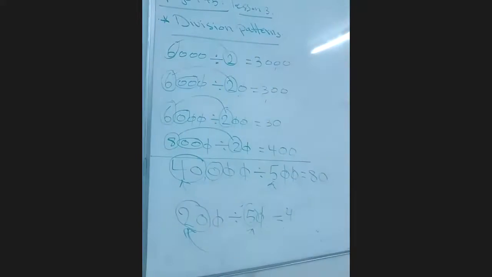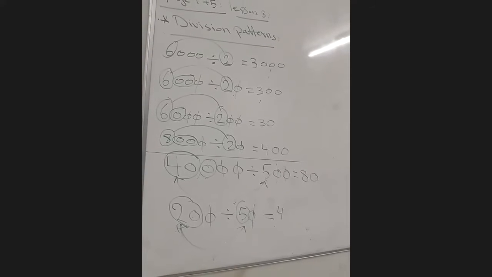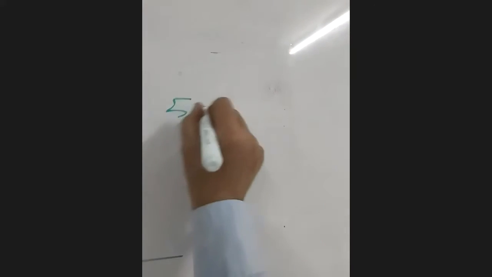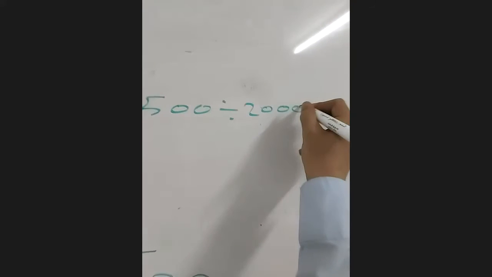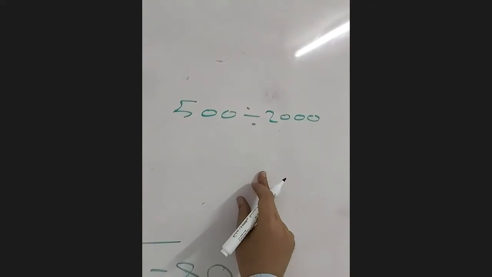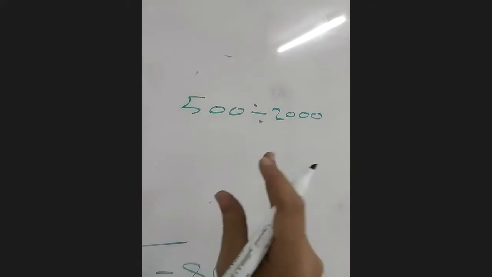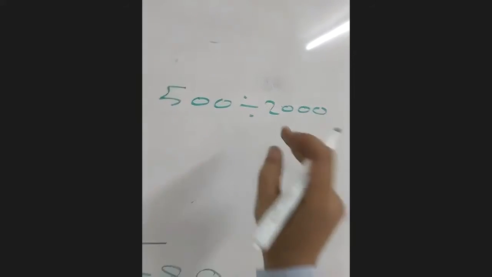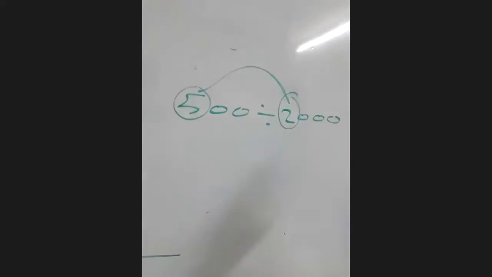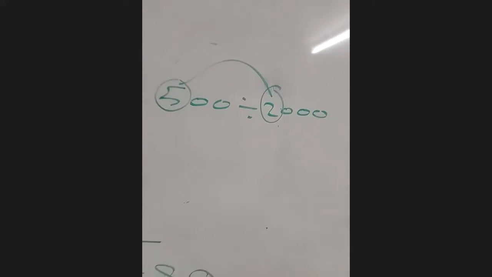Okay, so my question is, if you have 500 divided by 2,000, how do you make that? 500 is less than 2,000, right? So how do we divide a small number by a big number? At this level, you don't learn how to divide a small number by a big number. But later on, in grade 6 and 7, inshallah, you will learn how we divide the smaller by the bigger. We turn it into something we call a decimal. Okay?